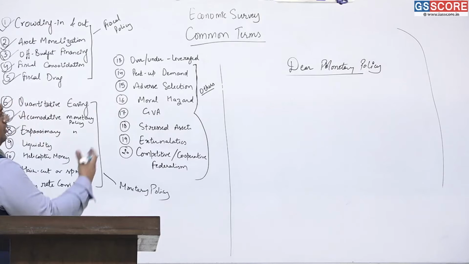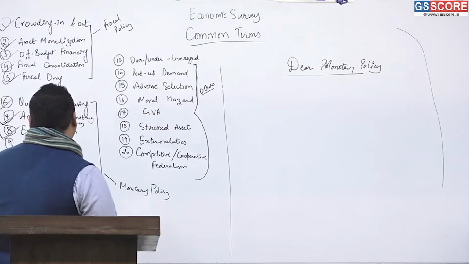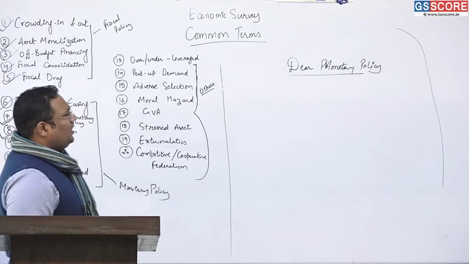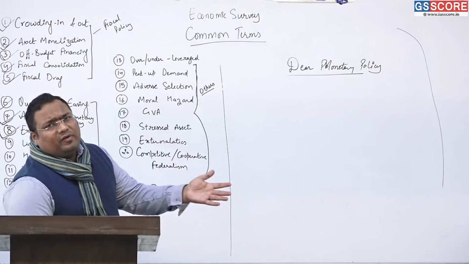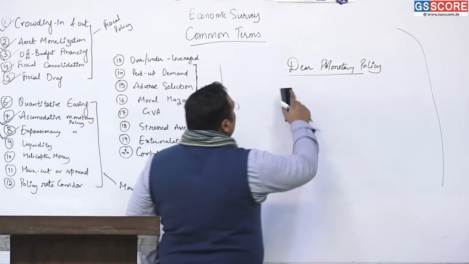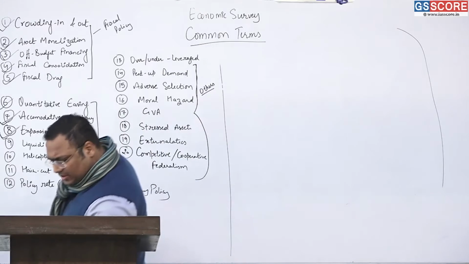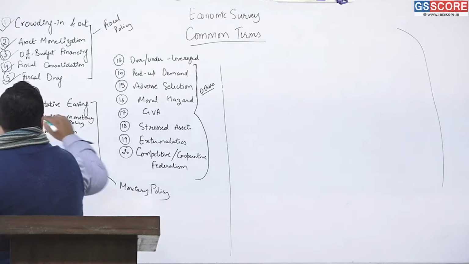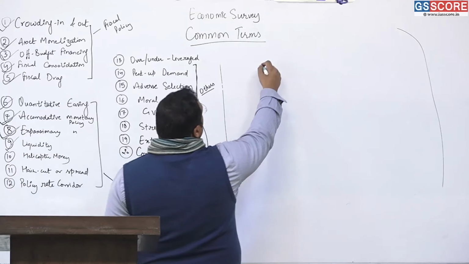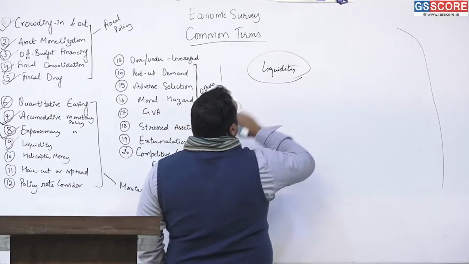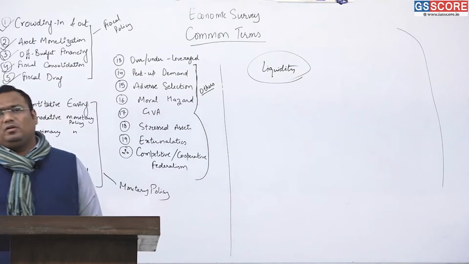Dear monetary policy. Okay. So I have not written this term here, but this is also associated. So there are 4 or 5 terms that can be done in a bunch. The next term is liquidity. Many students have confusion with the term liquidity. What exactly is this liquidity? Let us try to understand.